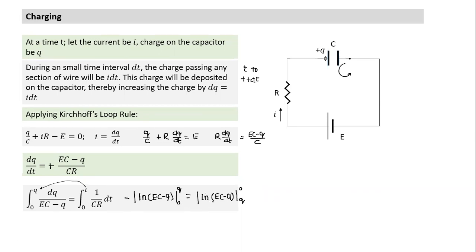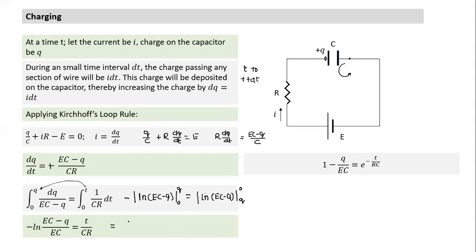So if we rearrange this term, what do we get here? It's a log of (EC minus Q), and we substitute and rearrange the term. What is this term equal to? If you write one more step, we can write (EC minus Q) divided by EC equal to minus T by RC, and this is a log. So we take the exponent, and we get (EC minus Q) by EC is equal to e raised to the power minus T by RC.